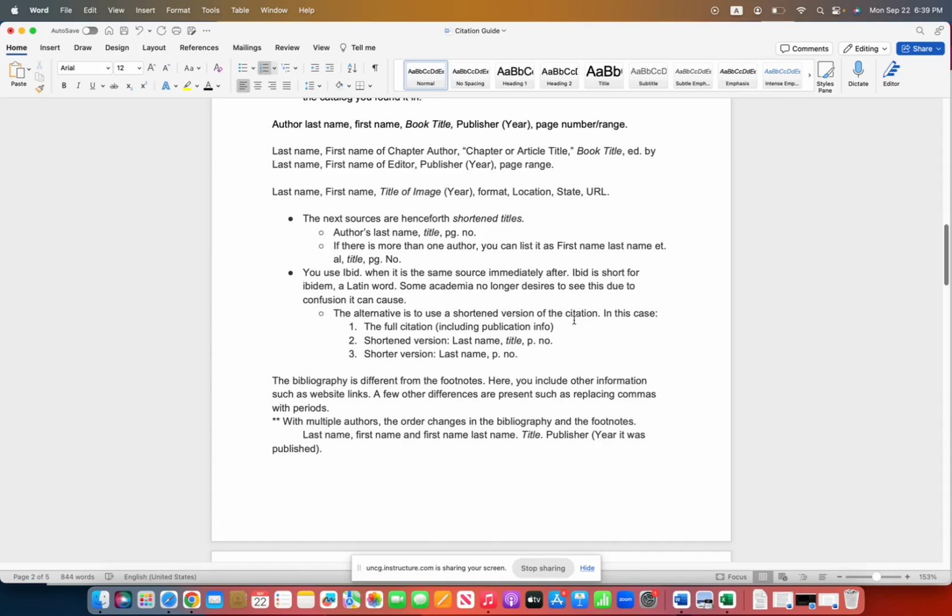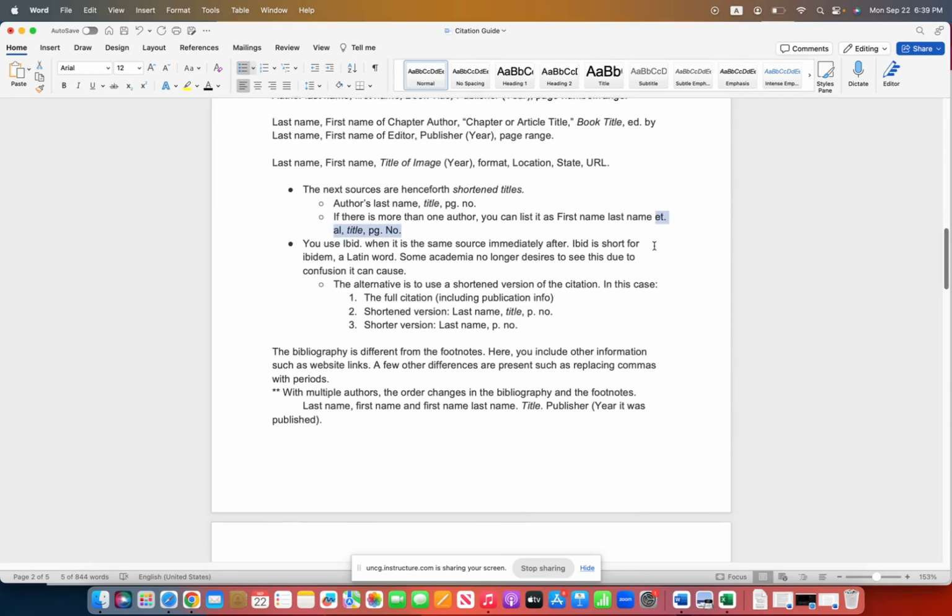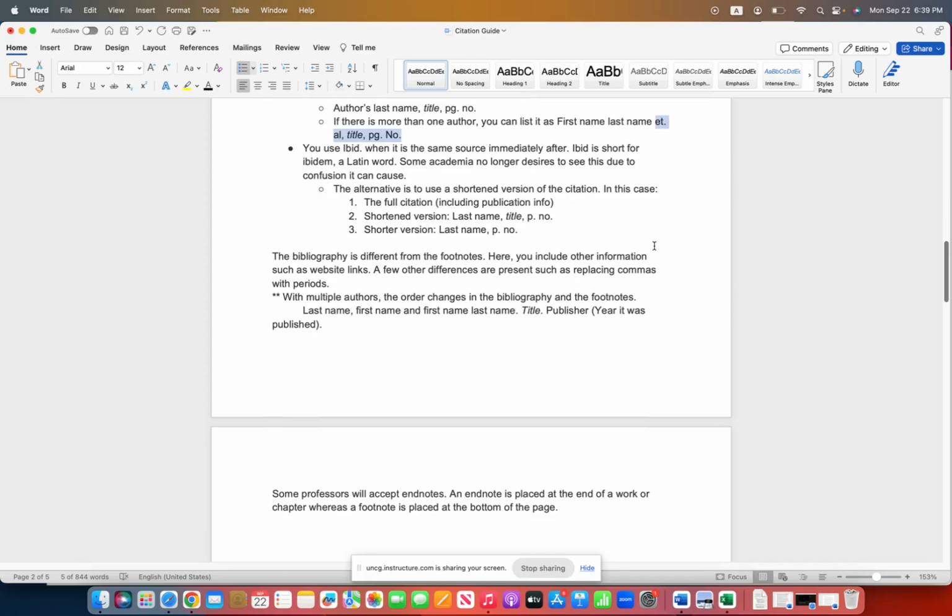If there is more than one author, meaning there are 3 authors, you're going to list the first one as last name, first name, and then you're going to put this little thing called et al. And then you'll put the title and the page number. So, there are a few nuances.